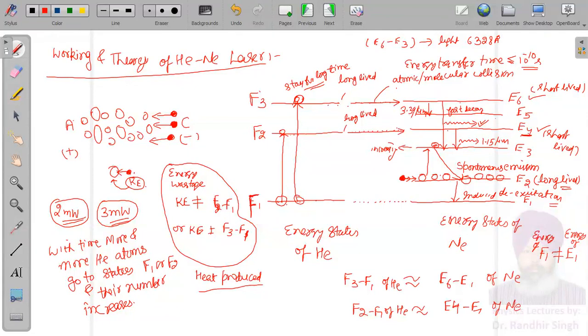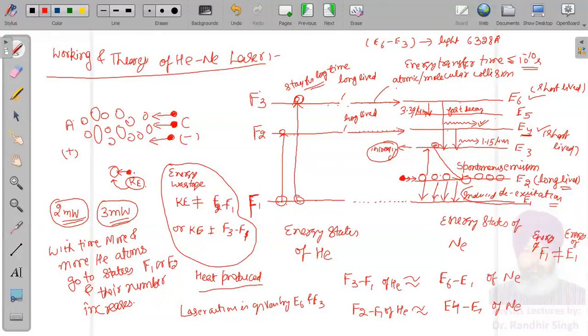And you are seeing that the laser action is given by the states E6 and E3. So what is the problem? If the number of atoms in E3 is increasing, it will lead to the ceasing of the population inversion. So we have to avoid this. We have to bring these atoms back to the ground state as early as possible.